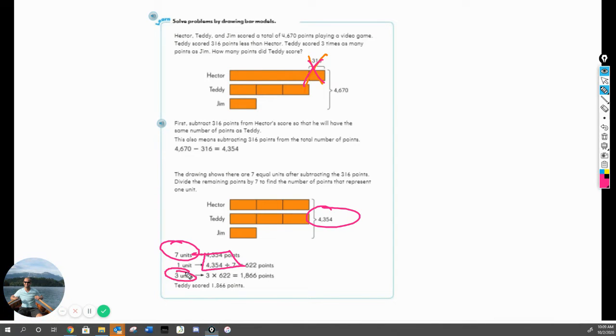Teddy is 3 units, 1, 2, 3, so 3 times 622 is 1,866. I'm going to clear the screen. You do need to pause and read that because it makes as much sense as anything I might say. All right, let's continue.